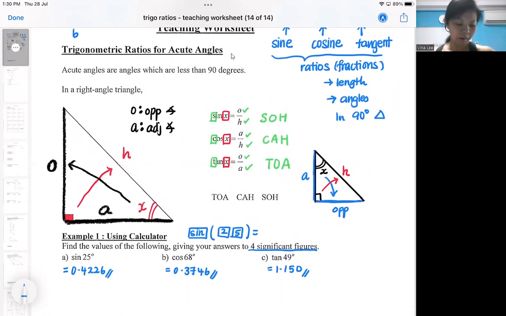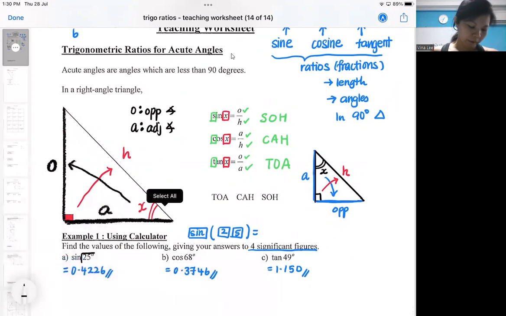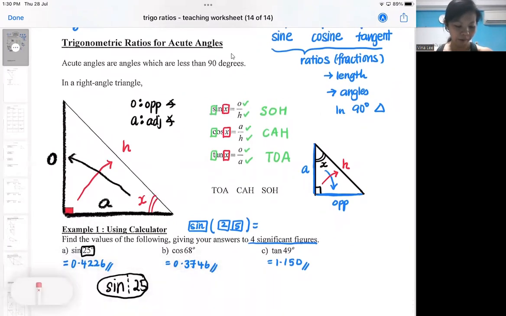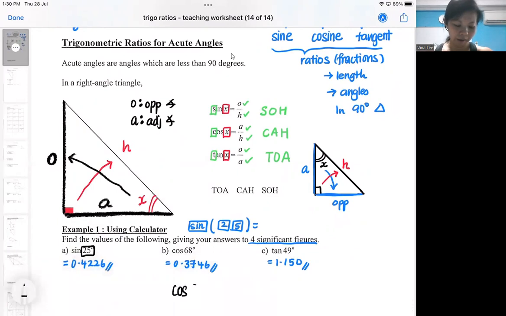So you cannot detach the angle from the function. So sine 25, it's like a whole unit. You cannot detach it. In case some of you end up detaching it, when we say sine 25, it is a unit. When we say cosine 68, it is a unit. It is glued together. You cannot separate it. Sometimes some people can have wrong thinking. So tangent 49 is one unit.